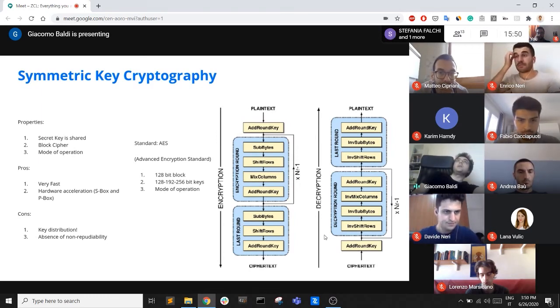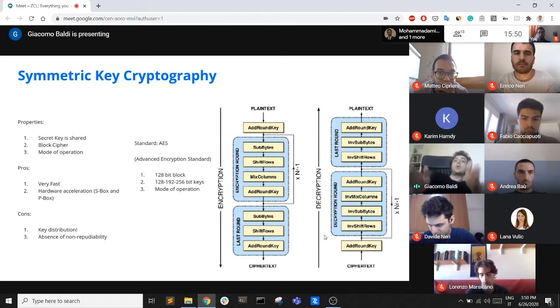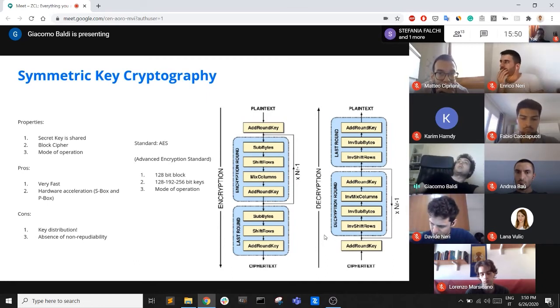99% of the symmetric key cryptography algorithms are block ciphers. It means that they divide the message into blocks of fixed length, and they apply the encryption and decryption functions on these blocks. The most used and the most famous of these algorithms is AES, the Advanced Encryption Standard, and it has a 128-bit block. This means that if you want to send 1 megabyte, it divides the 1 megabyte into 128-bit blocks, and it applies encryption to each one of them. The encryption is configured by the secret key, which can be of 3 different lengths, from 128 to 256 bits.